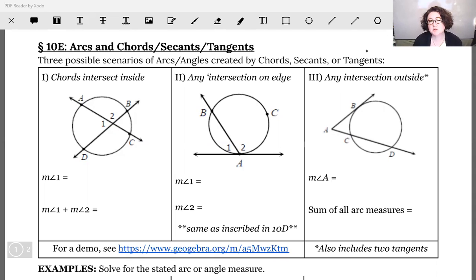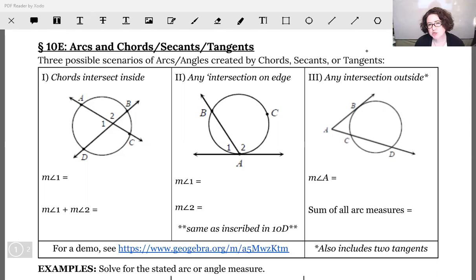Let's start with the most straightforward one that you're probably going to see a little bit more often. And this is where we have two chords that intersect inside. So again, this is a slightly different relationship that we're looking at in terms of angles and arc measures rather than the segment pieces that we looked at before in our lesson 10C, I believe it was.